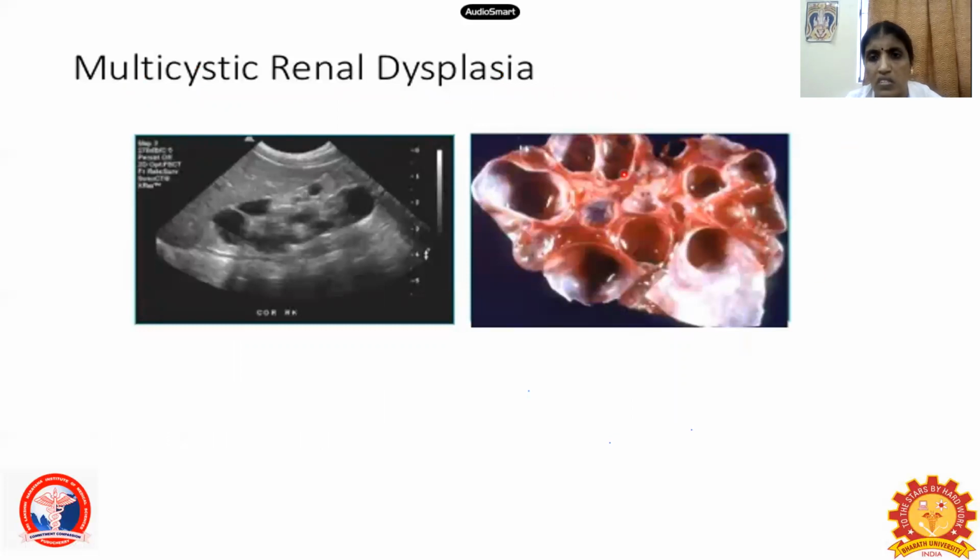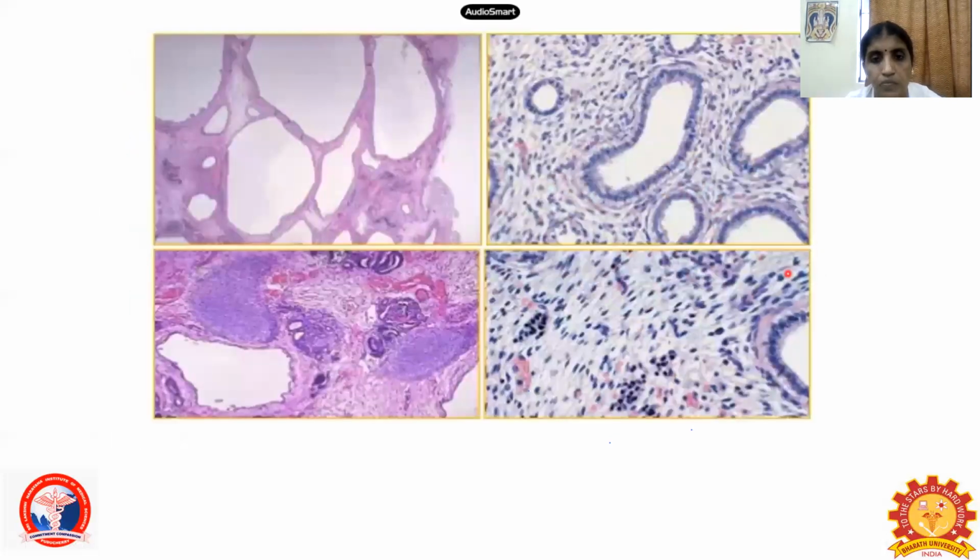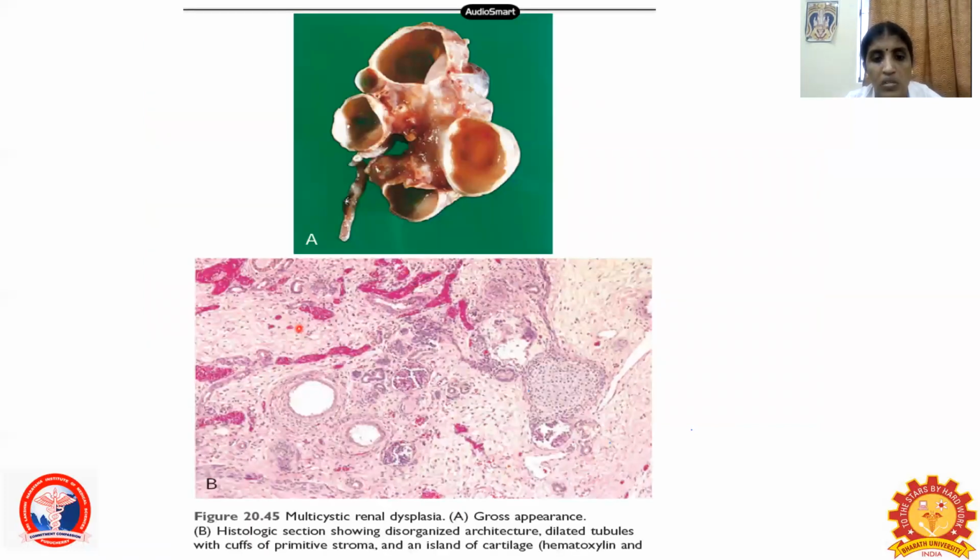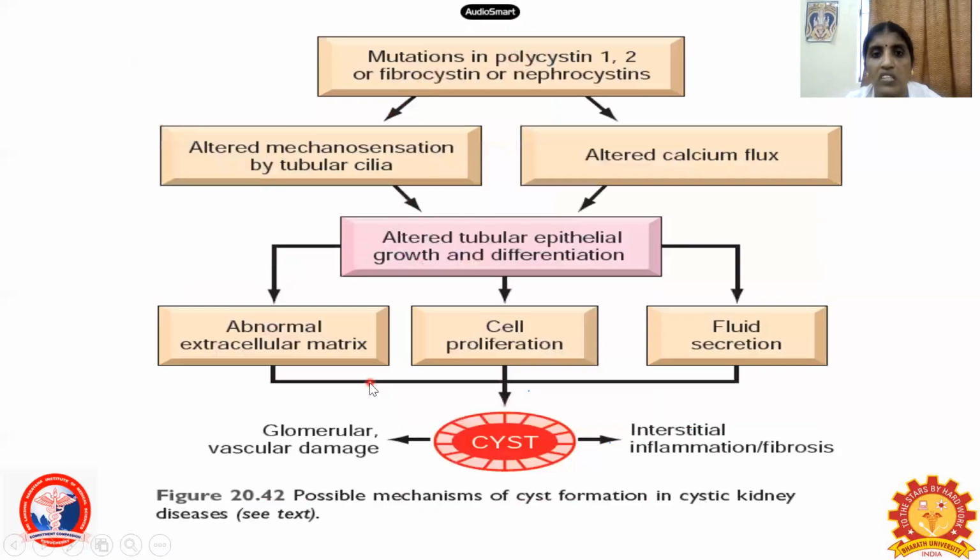So you can see this totally dysplastic kidney which is replaced by cysts. You can see the disorganization, the presence of cartilage within the kidney, which is not normal, right? Here you can see the disorganized architecture, dilated tubules, cuffs of primitive stroma, and islands of cartilage. All these are present, which indicates it is dysplastic.